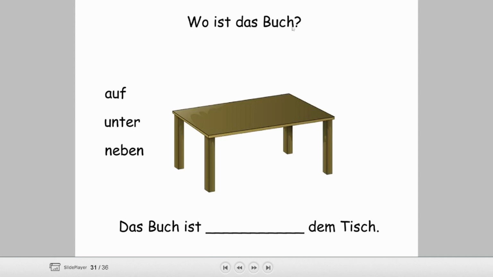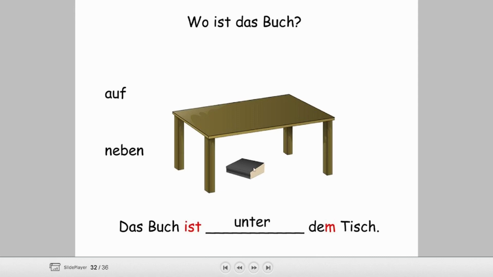Wo ist das Buch? So where is the book? Das Buch is, we have to see where, under the table. So you have to say das Buch ist unter dem Tisch. So here there is no movement. The book is simply lying under the table. You have to say dative. You have to use dative.